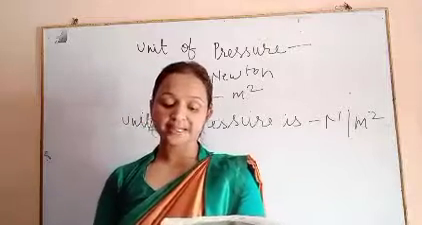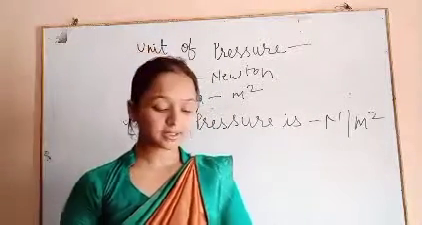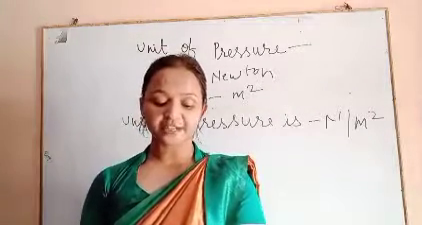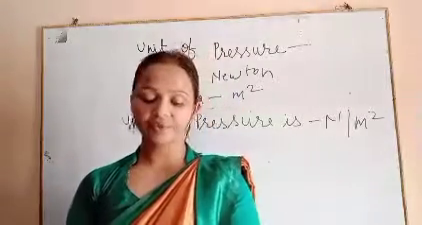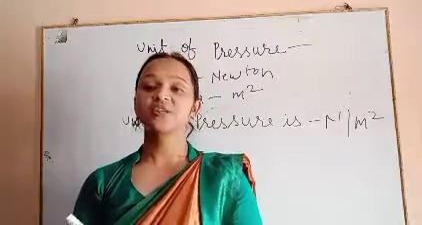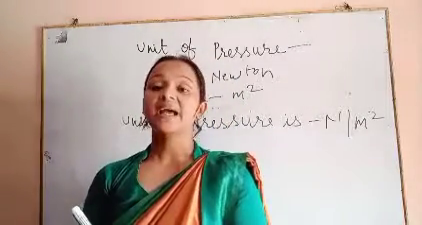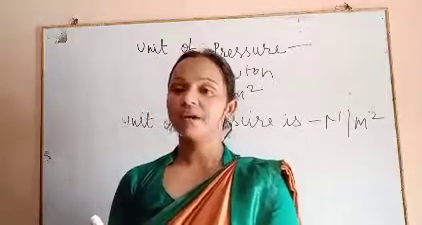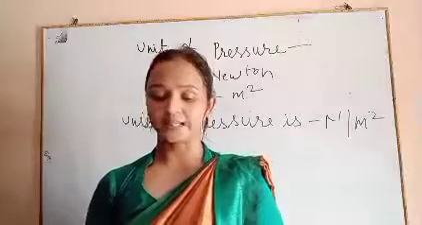However, Newton per meter square is called Pascal, in honor of the French physicist Blaise Pascal, 1623 to 1662. Thus, when a force of 1 Newton acts perpendicular on an area of 1 meter square, the pressure acting on the surface is 1 Pascal.